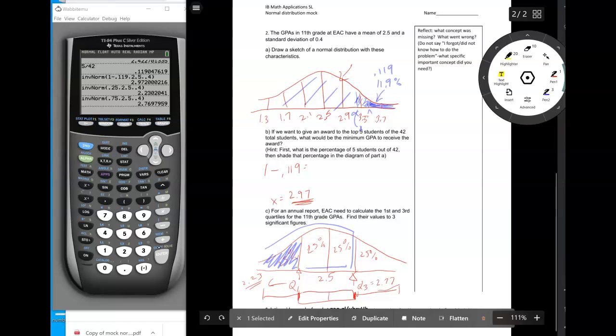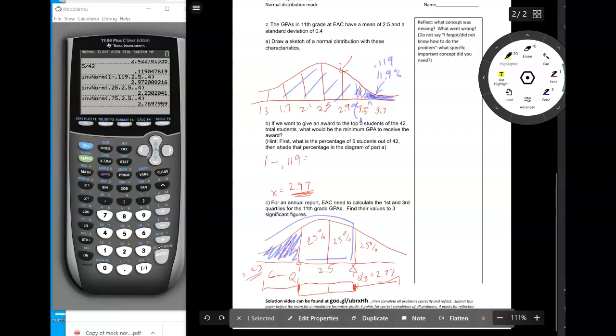And those are the two things we wanted to know. We wanted to know the third quartile and the first quartile GPAs. And I think that's it. Yeah, that's it.